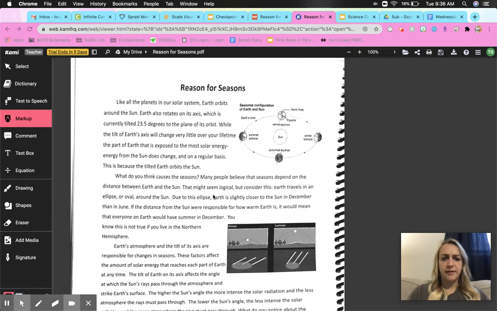I'm using the Kami extension, but you all have it on paper, so just bear with me. I probably won't write in the margins a whole lot because it's kind of wonky. So, reasons for seasons. Like all the planets in our solar system, Earth orbits around the sun. I think that is important because we need to remember that Earth orbits around the sun. Earth also rotates on its axis, which is currently tilted 23.5 degrees to the plane of its orbit. Rotates on its axis, which is tilted 23.5 degrees.